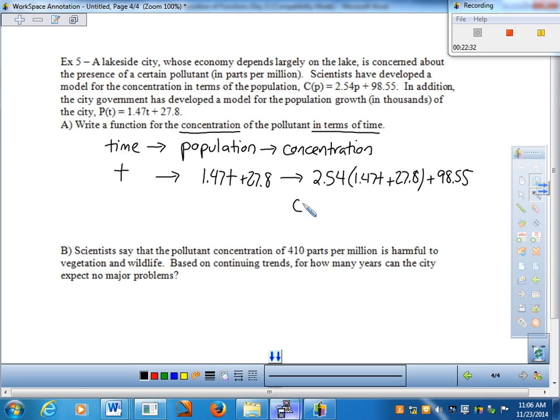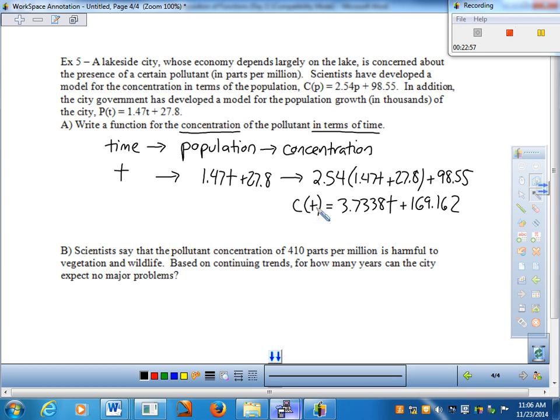So this would be concentration in terms of time. And when you simplify this, that means distributing this and then combining any like terms. I get this piece right here, so 3.7338t plus 169.162. If you want to verify that, you are more than welcome to do that. But notice what we have, of course, the concentration in terms of time, and that looks great.